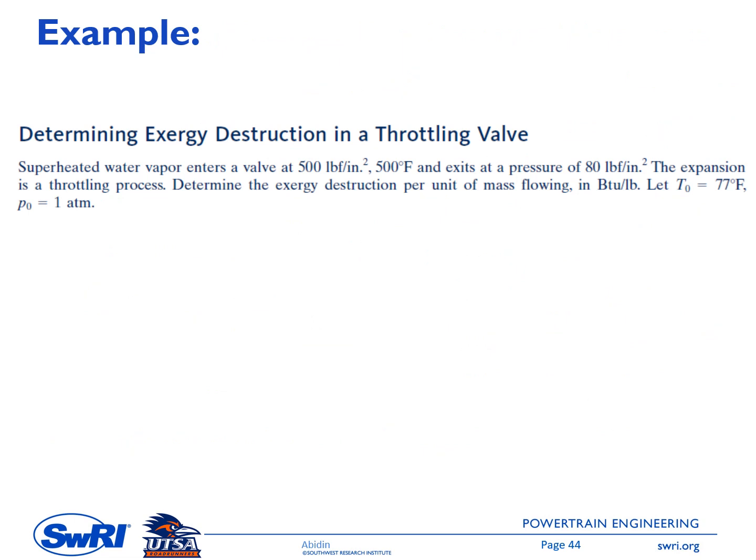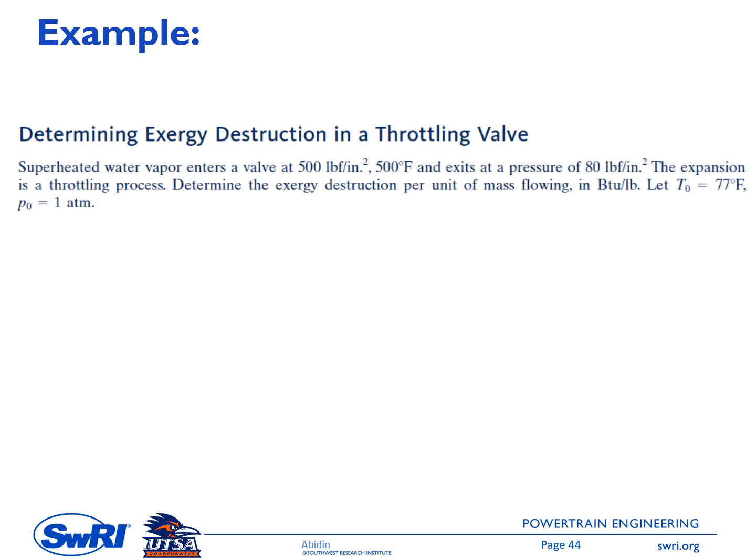Let's take a look at this example. So we need to determine the exergy destruction in a throttle valve. It is also an interesting example because in a throttle valve, as you know from Thermo 1, enthalpy is constant, but you will see that there are irreversibilities within the throttle, so the exergy out is less than the exergy in. Okay, so superheated water vapor enters a valve at 500 pound-force per square inch. So this is a British unit.